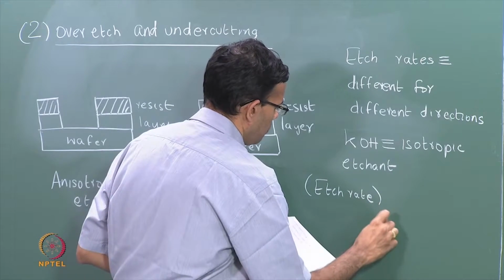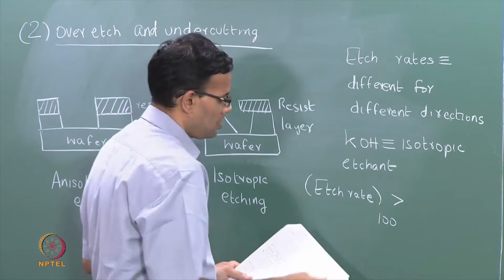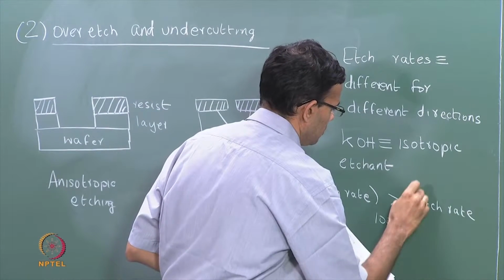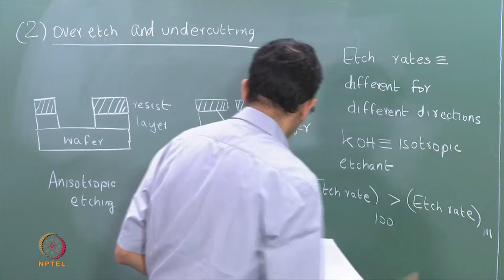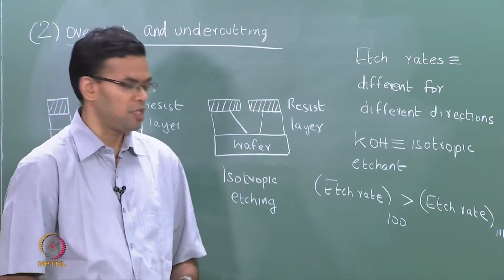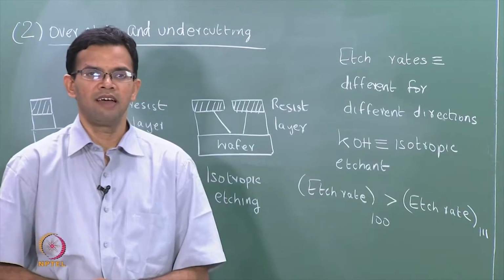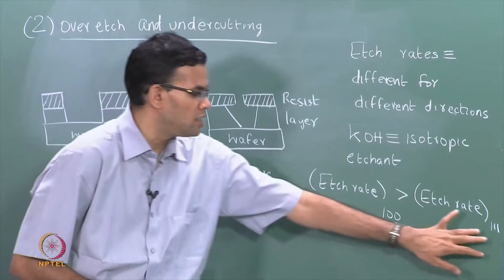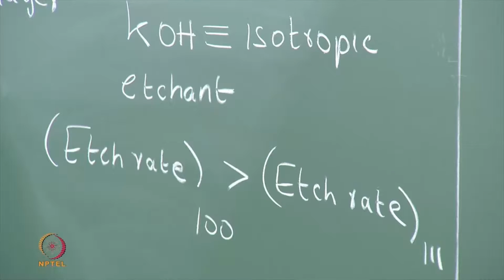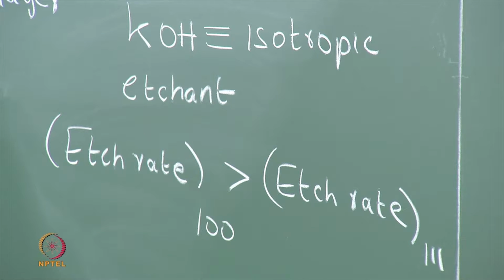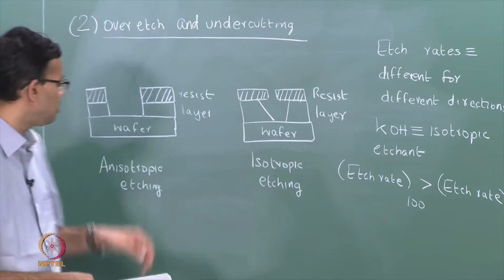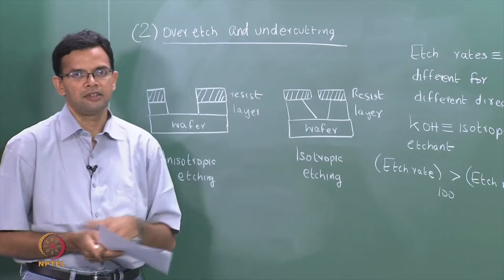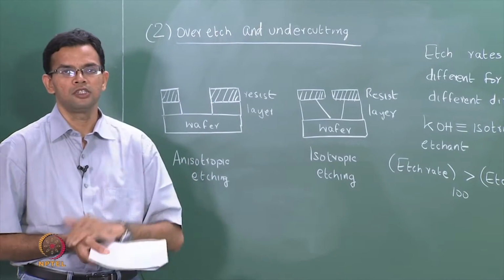So the etch rate for the 100 direction is greater than the etch rate for 111. And in fact, there is a specific angular dependence which will develop in the case of a wafer when you are trying to etch the 100, because it is also etching along the other directions. So when we have an isotropic etch, we do not have straight side walls, but we also have some etching along the lateral directions, giving you a side wall that is sloped.